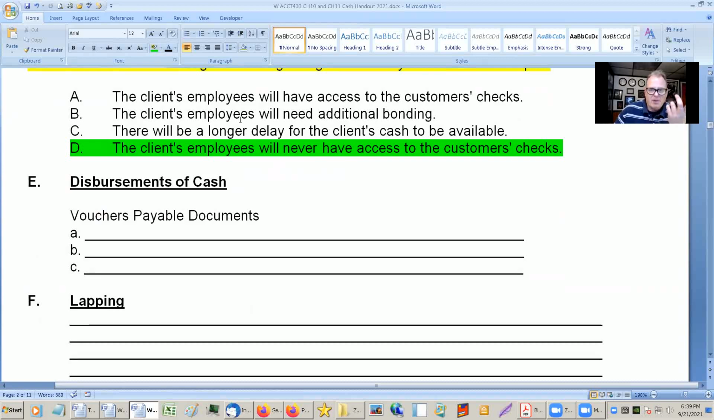Client employees will never need additional money. They're not handling the cash. There'll be a longer delay. The cash will be available. Not usually. Usually, because it's going directly to the bank, the funds are usually available faster. Now the bank obviously charges for this service, but it does eliminate a lot of that employee handling of checks and all the problems you can have with that. So the client's employees will never have access to the customer's checks. Any question on that?